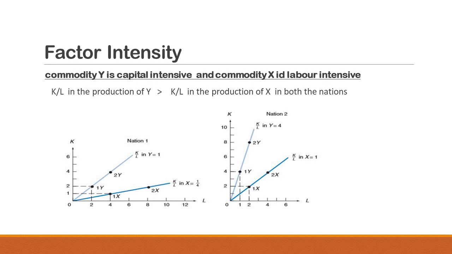In both figures, the slope of the ray from the origin, which indicates the production of Y, has a higher slope than the other ray. So capital intensity of production is higher for commodity Y than for commodity X in both nations. That means capital labor ratio for the production of Y is greater than capital labor ratio in the production of X in both the nations.